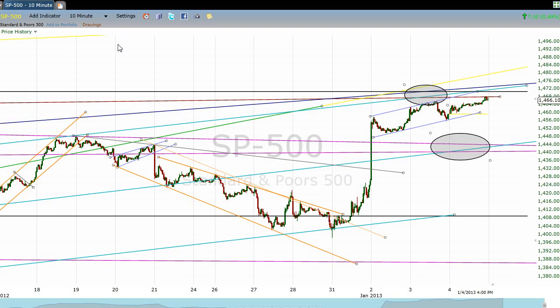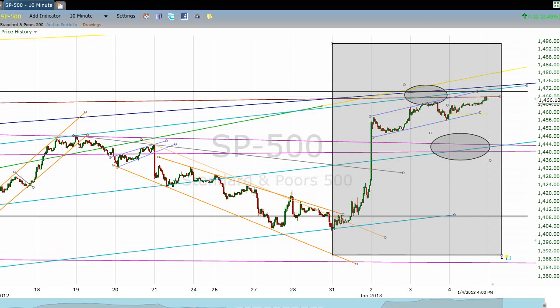Okay, we are looking at a 10-minute chart. Now, what area of time are we looking at for last week? Well, I'm just going to draw a quick rectangle. It was a shortened week. So this is our last week of trading.